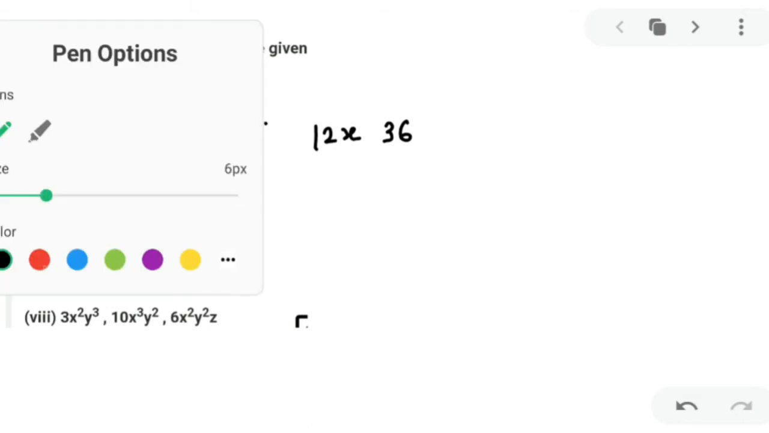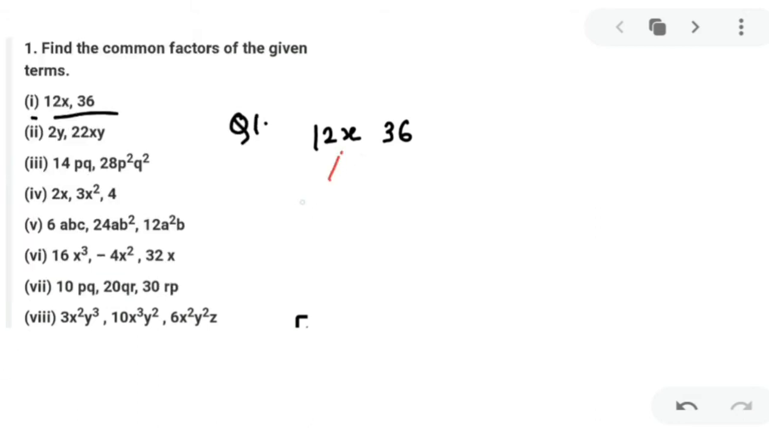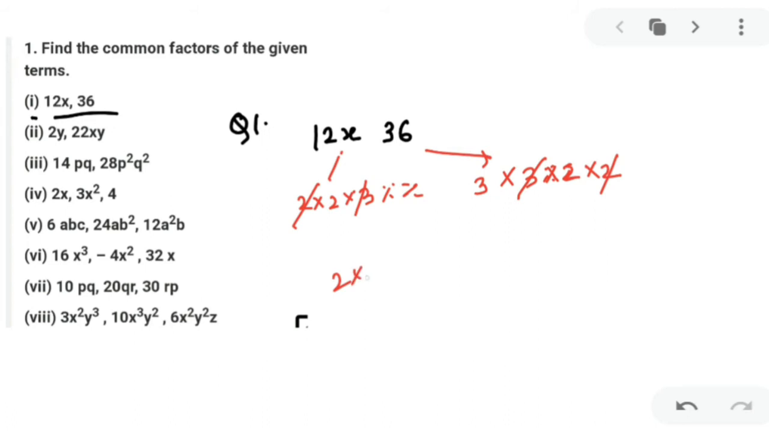First you have to make sure what are the factors of 12x. So these are 2, 2, 3 and x, correct? And what about 36? It has 3, 3, 2, 2. Now you have to take the common factors out. So 2 is common, 3 is common.